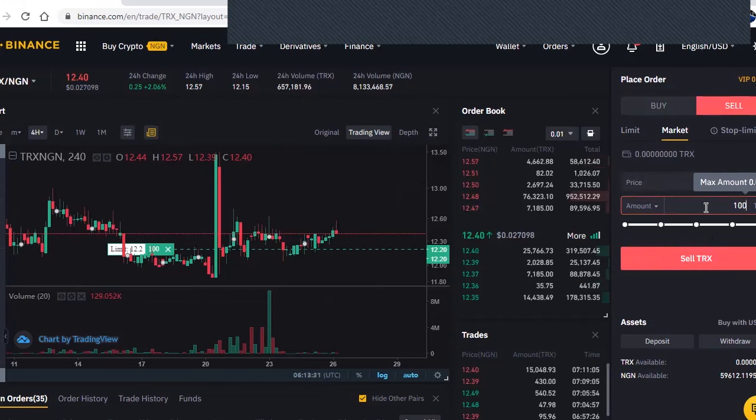Okay. So for example, you want to sell 100. It will just pick this particular price now, 12.40. The market can change at any time. By the time you click on sell, the market might have moved or changed in price. Okay. All right. So that's about that. Let's look at a stop limit order.